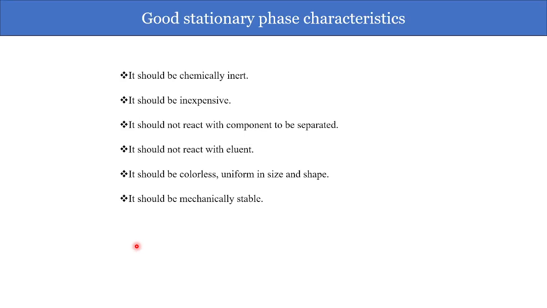So what are the properties of a good stationary phase? That is that it should be chemically inert. It should definitely be inexpensive. It should not react with your protein or the compound that is to be separated. It should not react with your eluent, and also it should be colorless, uniform in size and shape. Along with it should be properly stable. It should not be broken or crumbled or cramped like that.